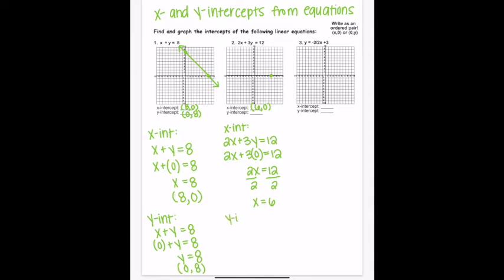And now let's find the y-intercept of 2x plus 3y equals 12. All right, if I want to know y, plug in 0 for x. And solve for y. So that gives us 2 times 0 is 0. So 3y equals 12. And then divide by 3. So y equals 4. So on the y-axis, we're going to go up to 4. And as a point, that's the point 0, 4.